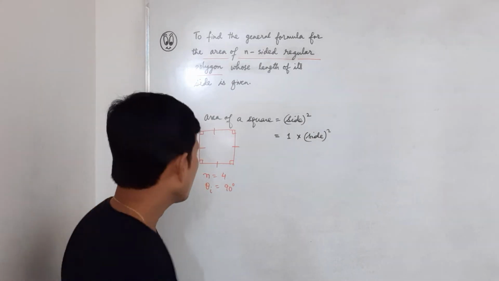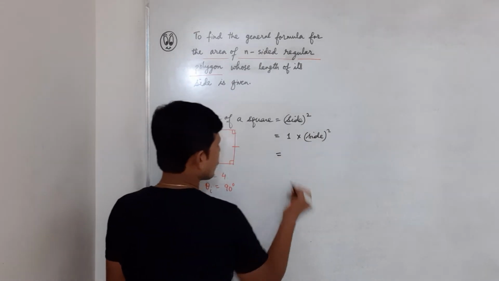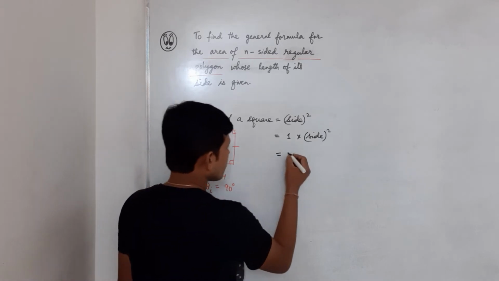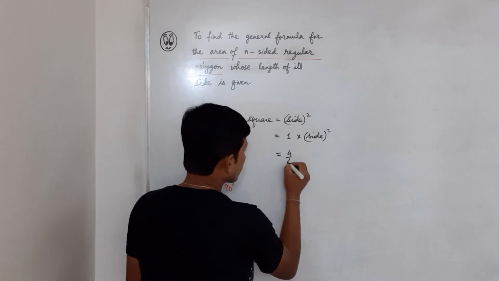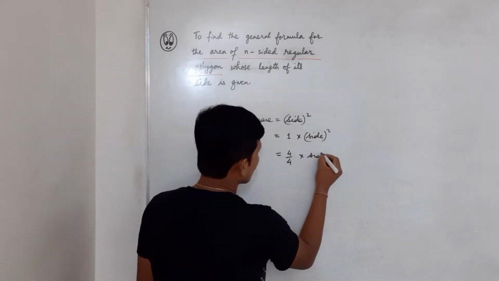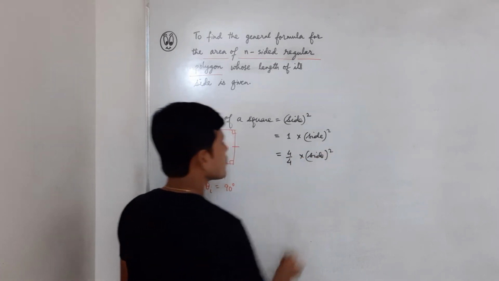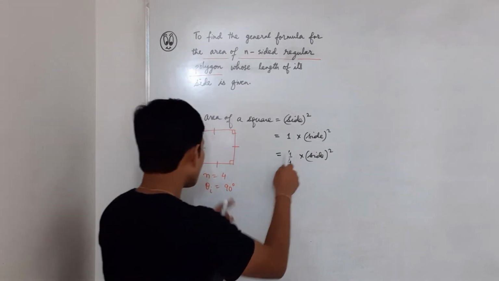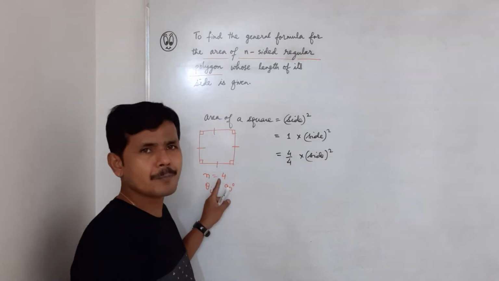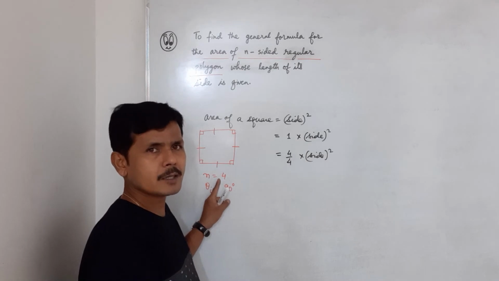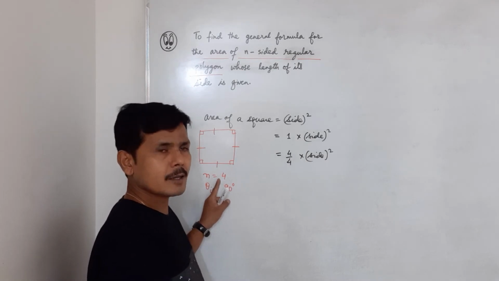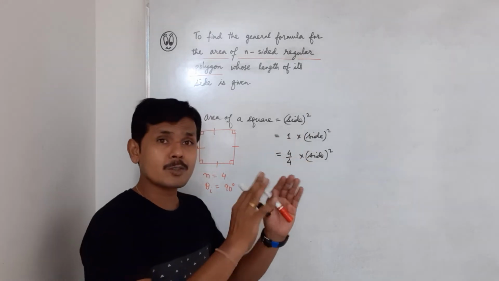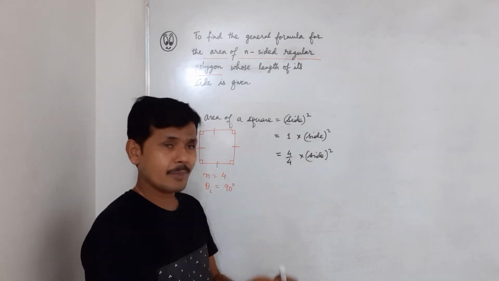It's clear? Next, in place of 1, I wrote over here 4 upon 4. Now, what is this 4 upon 4? This 4 belongs to the number of sides, right? Number of sides. And when I reduce it, I got 1 and therefore again there is no change in the area, it is the same.